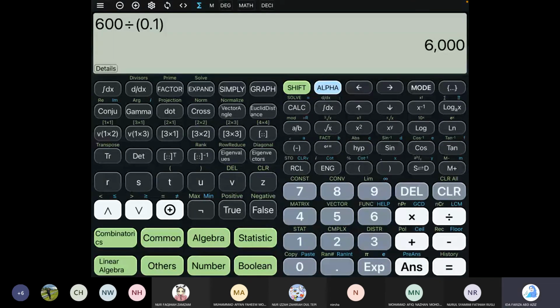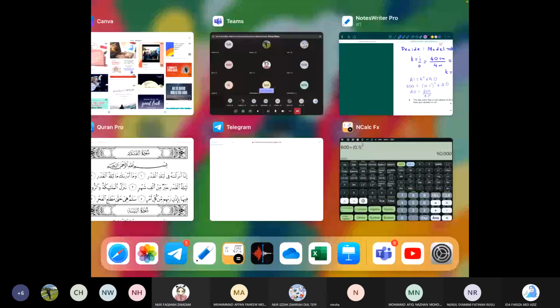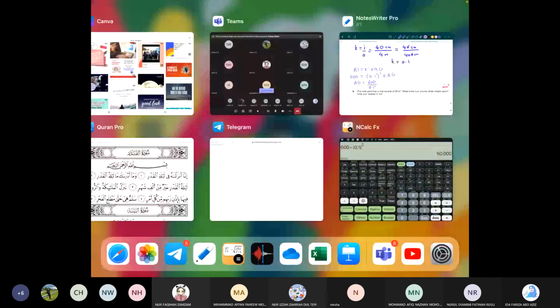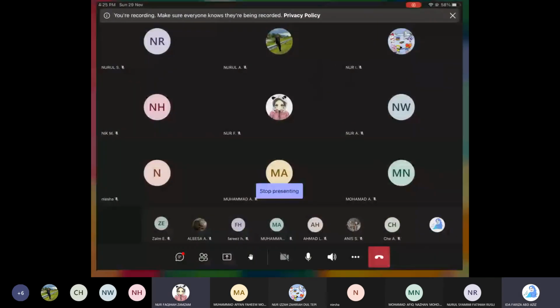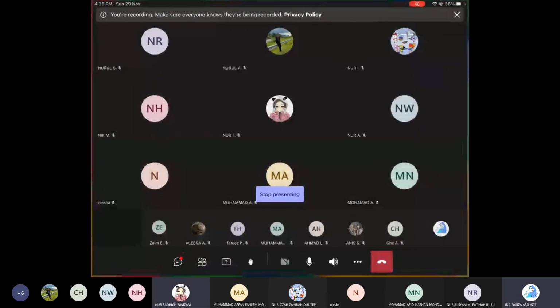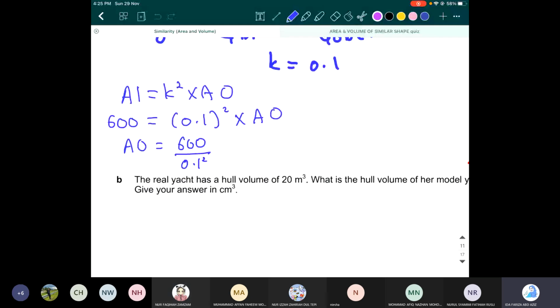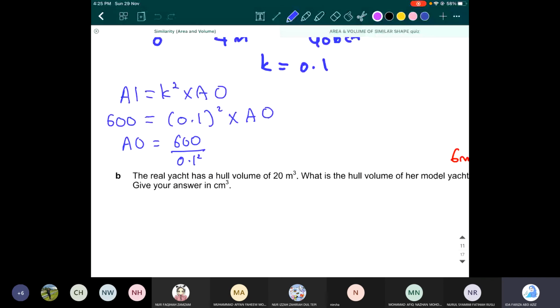Someone to ask. Hello? Class? Are you guys listening? Yes. 600 bagi 0.1 square. Hello? Hi. Hai, teacher minta tolong kira 600 divide 0.1 square dapat berapa?